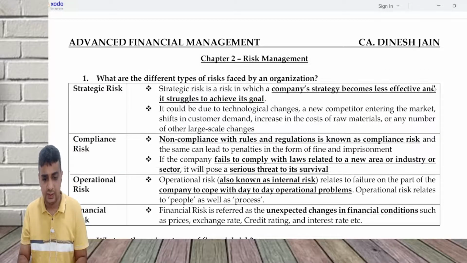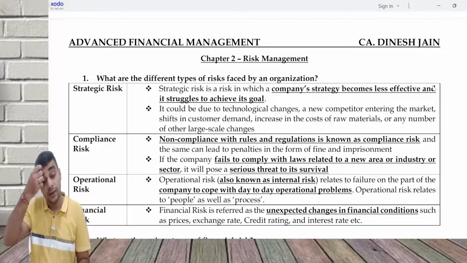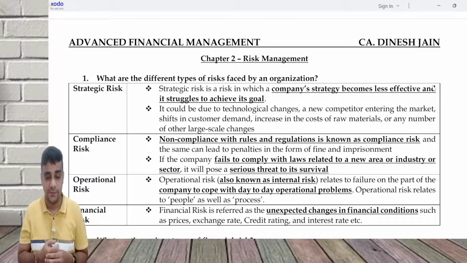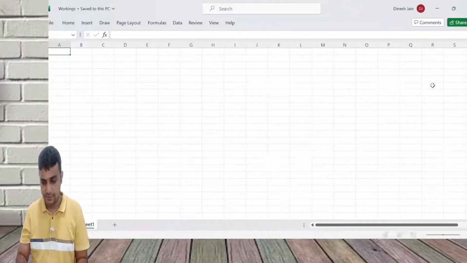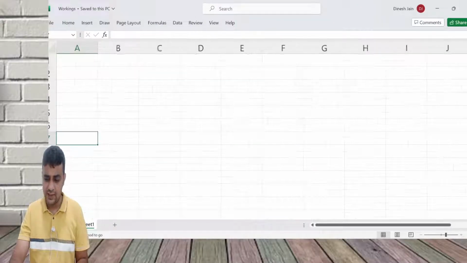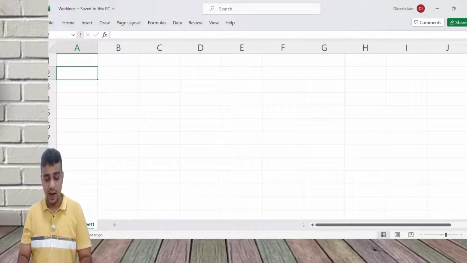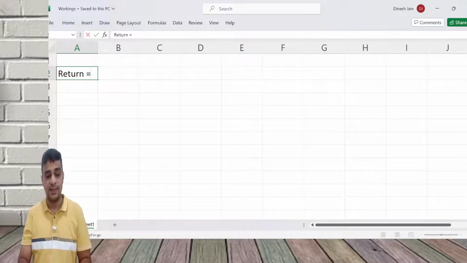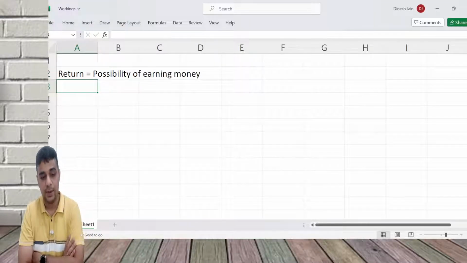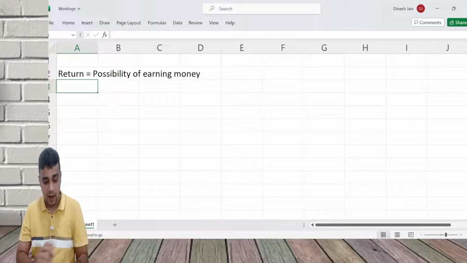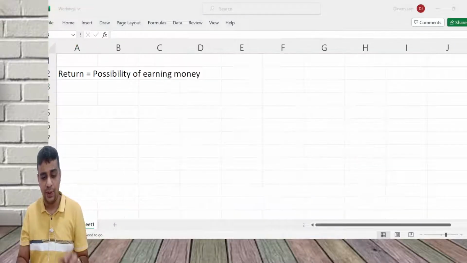So let's first start with what are the different types of risks faced by an organization. Let's first understand what is risk, or let's understand what is return. Return is nothing but the possibility of earning money. How much money can you earn? That is basically called return.